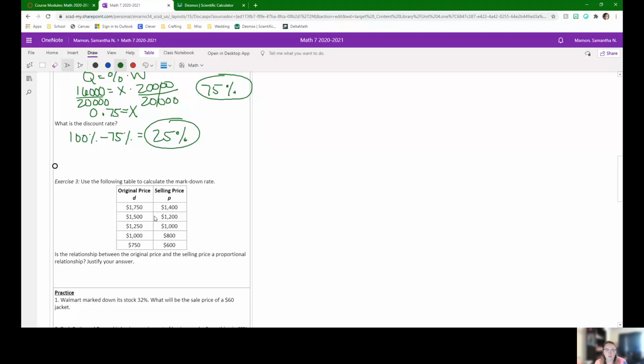So I think the easiest way to do it would just be to divide them. So divide the selling price by the original price. That's what we did here, is we divided the selling price. So this one would be P divided by D to get that kind of percent, and then we could just subtract it from 100. So you could do this all on your calculator. I got 0.8 or 80% the entire way down. So when I divided it, I got 80%, so that means the selling price is 80% of the original price. How much was taken away was 20%.